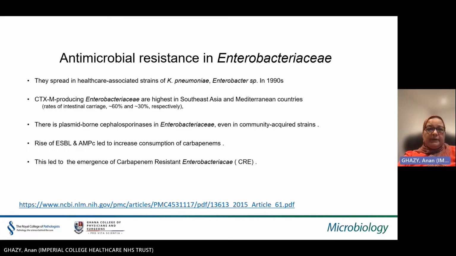CTX-M producing Enterobacteriaceae are highest in Southeast Asia and Middle East countries, and the intestinal carriage rate is 60% to 30% respectively. There is a plasmid-borne cephalosporinase in Enterobacteriaceae, even in the community-acquired strains, and this led to the rise of ESBL and AmpC, hence the increased use of carbapenems, which led to the emergence of carbapenemase-producing organisms and development of resistance.